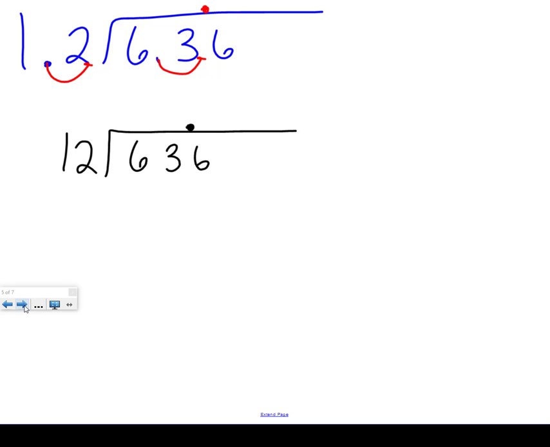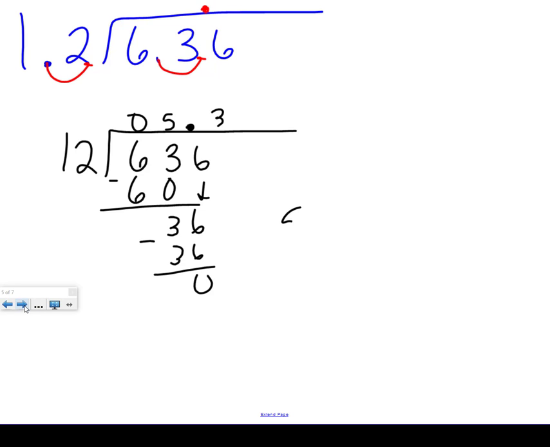Okay, so 12 does not go into 6. 12 does go into 63 5 times, which is 60. I subtract and I get a remainder of 3 and I bring my 6 down, and 12 goes into 36 3 times, which is 36 with a remainder of 0. So 5 3/10 is my answer.